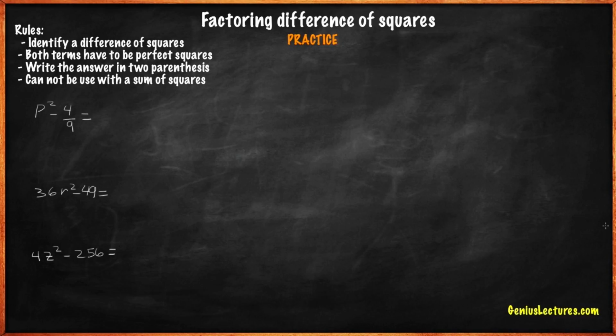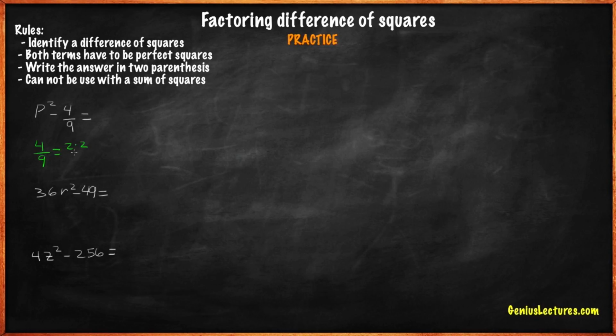Practice solution. P squared minus 4 over 9. P squared does not need to change since it is expressed as a perfect square. 4 over 9 is not expressed as a perfect square, so we can change it if possible.